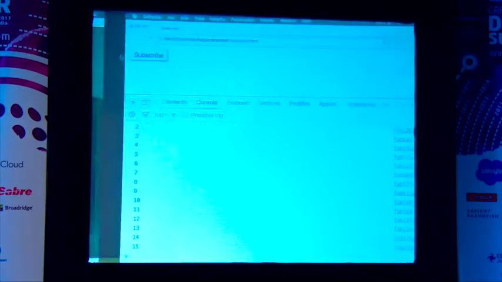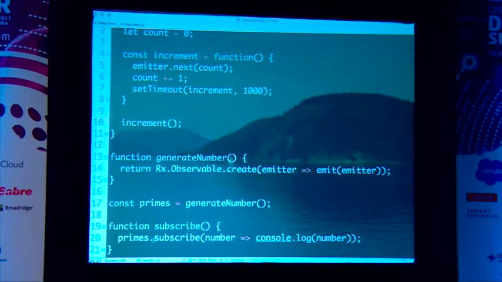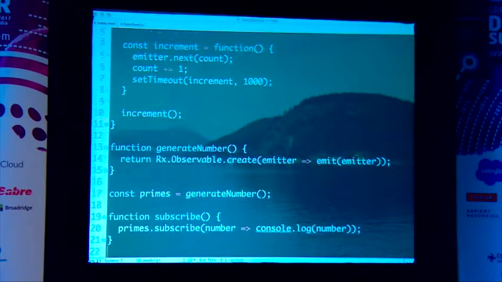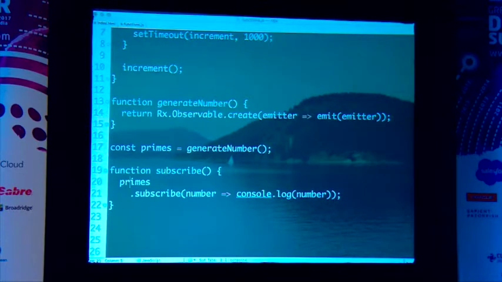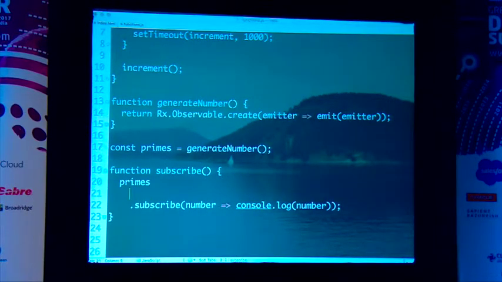But the beauty of this is a chain of responsibility pattern, or chain of command pattern. So you can go to the primes, but before you subscribe, you can say dot filter. Given a number, I want to return only numbers that are even. Now, notice when I subscribe, it emits only even numbers. It's no longer emitting the odd numbers.